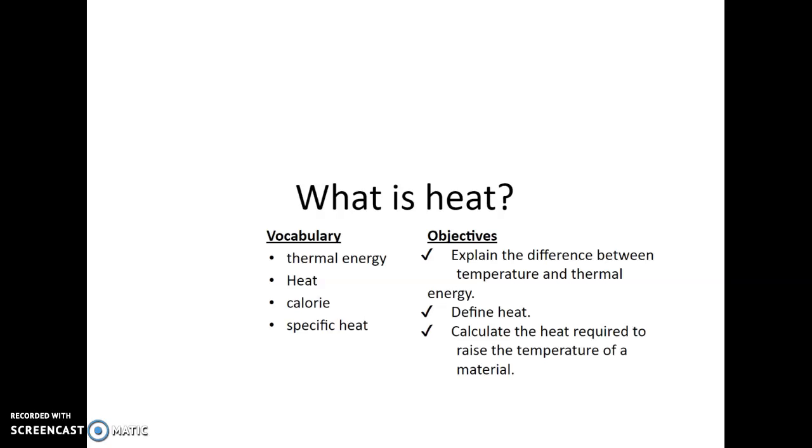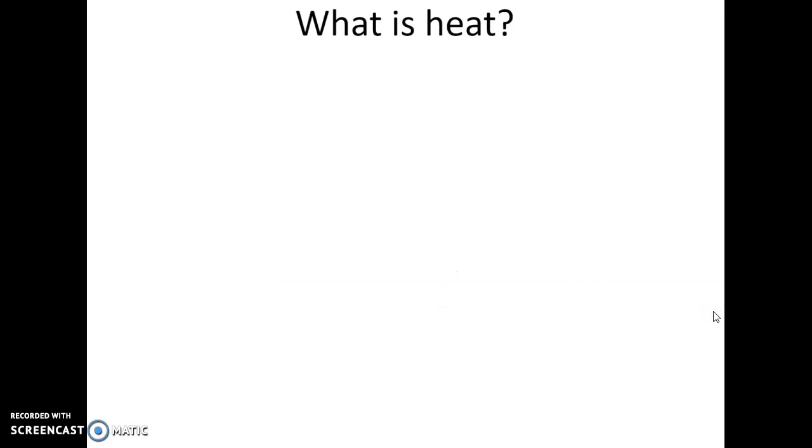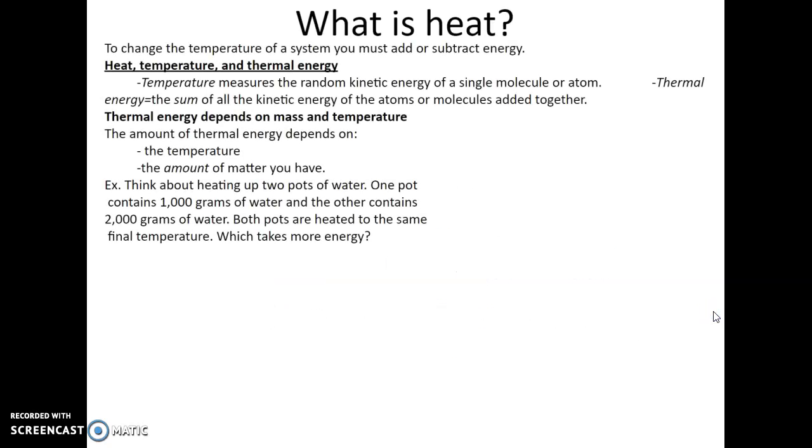Okay, so we had been talking about heat right before we left for break. We're going to review heat, and then we're going to go into specific heat. What we talked about was the difference between temperature and thermal energy. Temperature measures the random kinetic energy of one single molecule of a substance, whereas thermal energy is the total amount of heat energy in a substance.